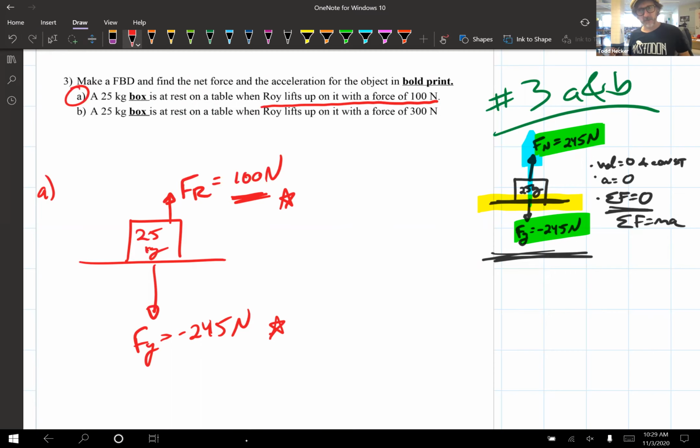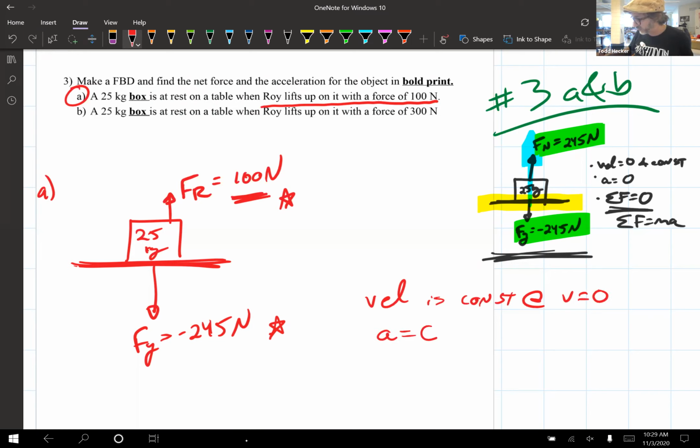Okay? But similarly, it can't accelerate down because there's a table in the way, right? Oh, so what this means then is my velocity, once again, is going to be constant at v equals 0, which means my acceleration is 0, which means my net force has to be 0, which means there has to be another force. Well, since he hasn't lifted it off of the table, there has to be a normal force, okay?